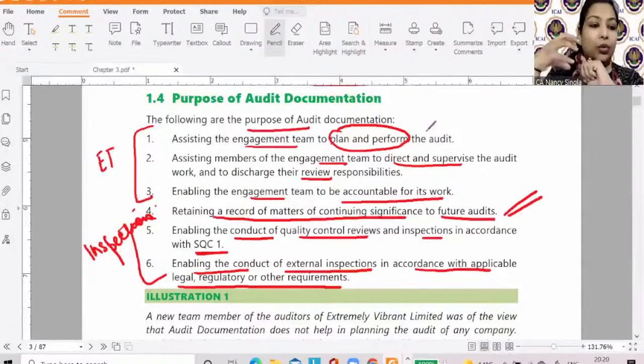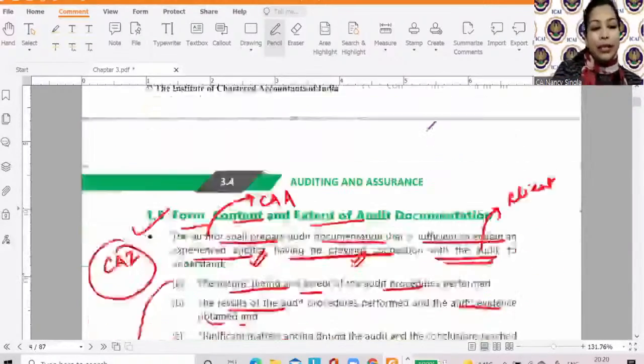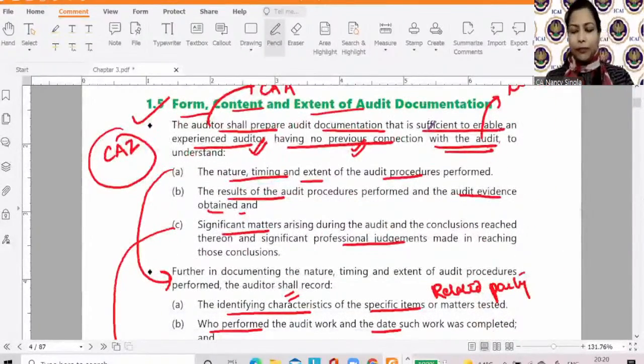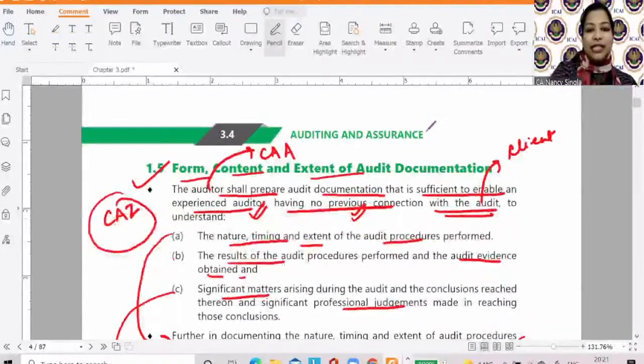It provides you inspection, the 2 points: internal inspection and external inspection. Okay? Then what is the form and content? As such, no standard form, but it should help the experienced auditor. It should enable the experienced auditor having no previous connection. I gave you the example of CA, with the audit, to understand the NTE of audit procedure.